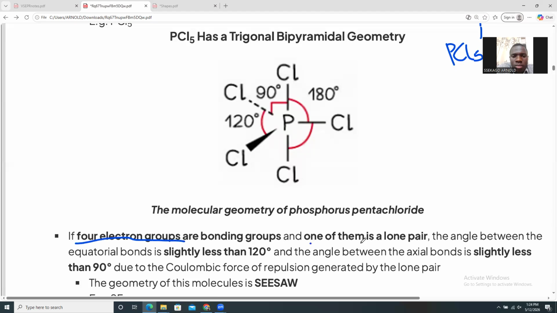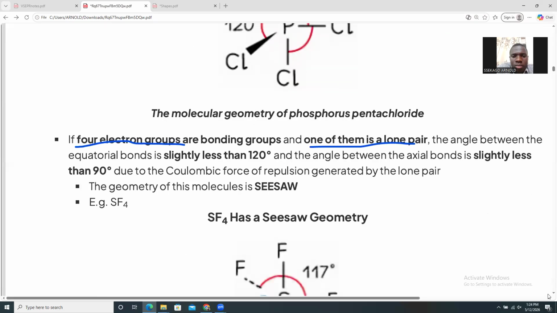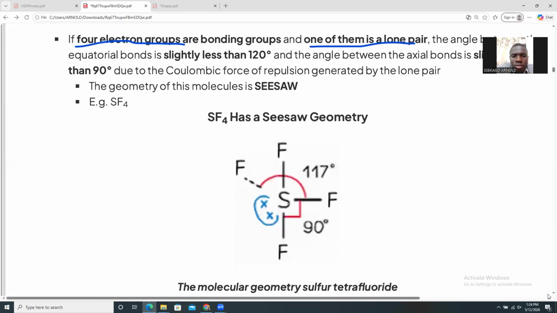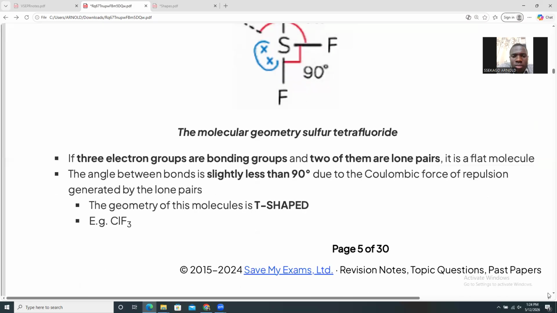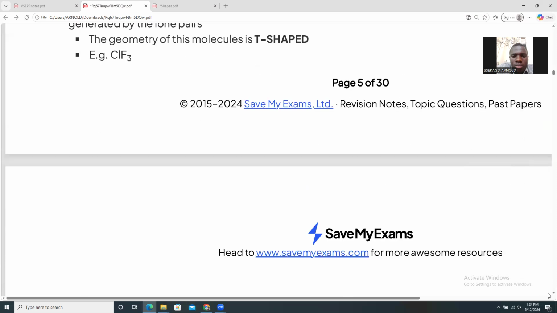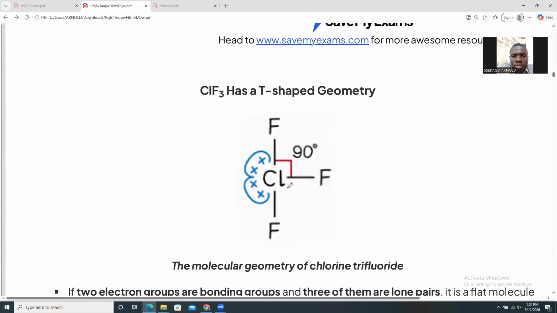one can have 4 groups and 1 lone pair. Those are 5. Like this one here, sulfur tetrafluoride, and it is called the seesaw shape. You have 4 lines and 1 lone pair. There is also another case here, the T-shaped.